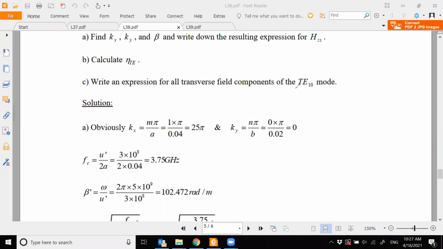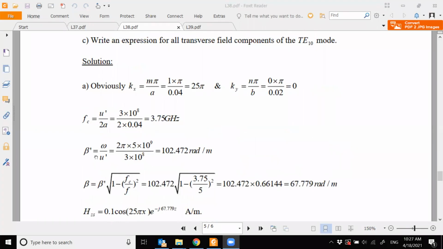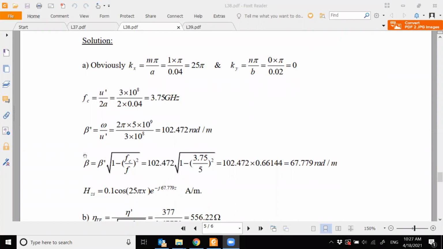So what more we need to find? We need to find beta dash. So beta dash is the phase constant of the unbounded medium, which is omega over u dash. So it is 102.47 radians per meter. And then I will find the beta of my TE1,0, which is nothing but beta dash root of 1 minus FC over F squared. So FC, I found it. F operating frequency is 5, and this is my beta.